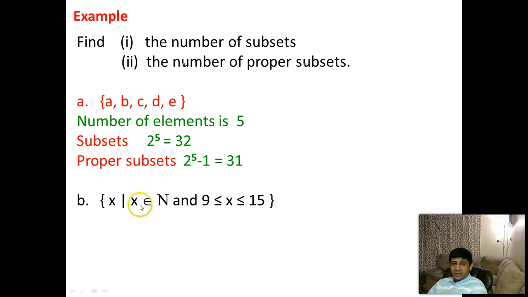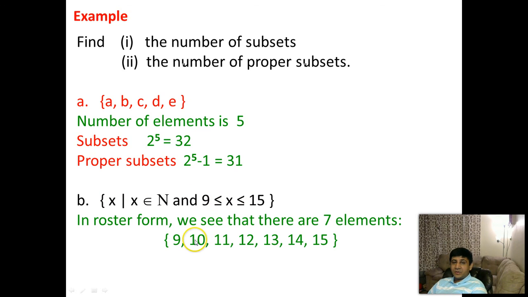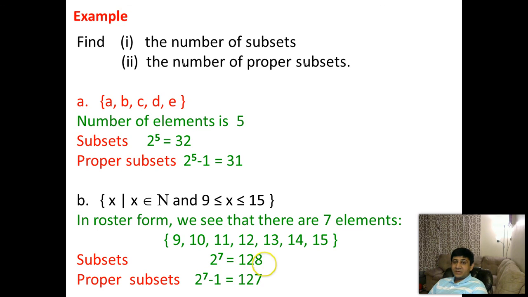Similarly, we have this set, which is x such that x is a natural number between 9 and 15, including those. Let me write them in roster form so that you can see it clearly. So we have 9, 10, 11, 12, 13, 14, 15. How many elements? 7 elements in there. So how many subsets? It will be 2 to the power 7, which is 128. Now how many proper subsets? It will be minus 1, 127. That's how you will find the number of proper subsets and subsets of any given set.